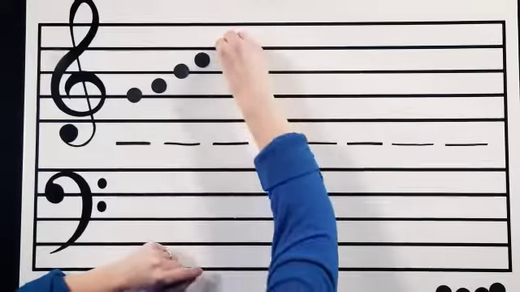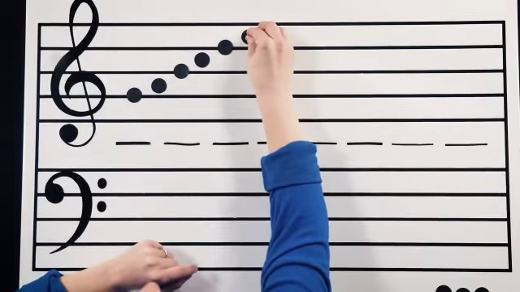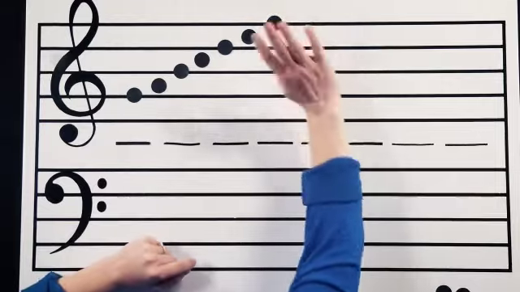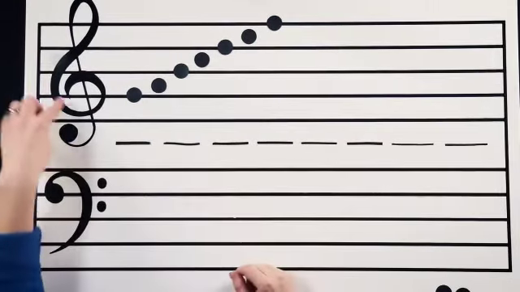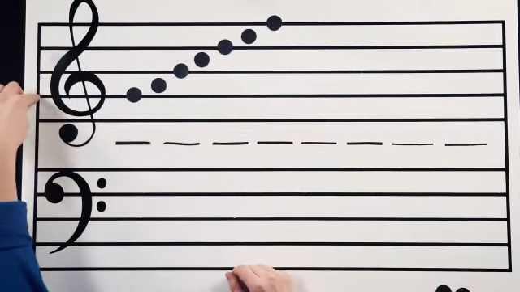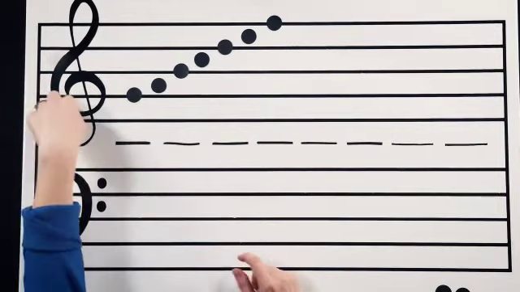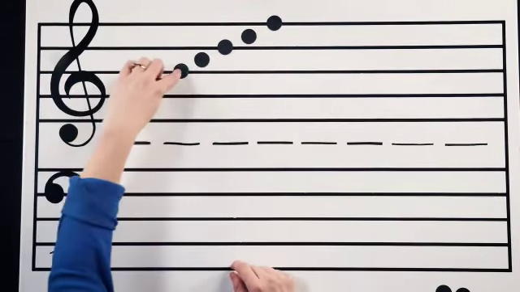After C, we have D on the line. After D, we have E in the space. And after E in the space, we have F. This can keep going, but we're going to just stick within the general staff for now. So the second line up is G. It's the line that goes through the center of the treble clef's curl, also known as the G clef for that reason. And then we just go up our musical alphabet from there using every line and every space consecutively. So that's really important to know.